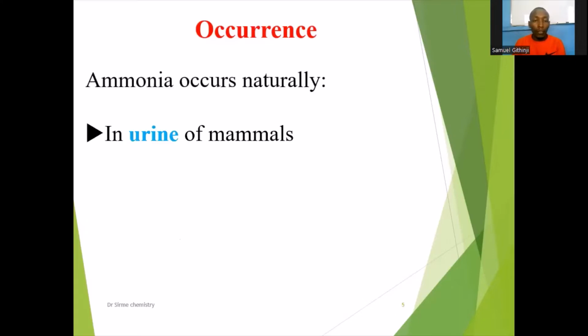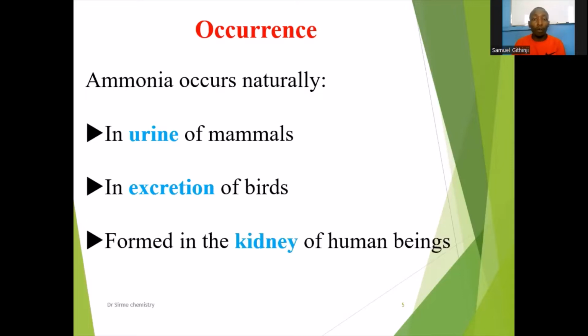Next we can talk about occurrence, how ammonia occurs in nature. Naturally, ammonia occurs in urine of mammals, and even in excretion of birds. That's why, for those who are good in farming, poultry manure is very rich in nitrogen content. It has too much of ammonium compounds in it. Ammonia can also be formed in the kidneys of human beings.